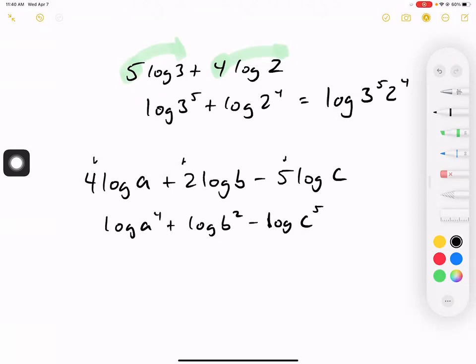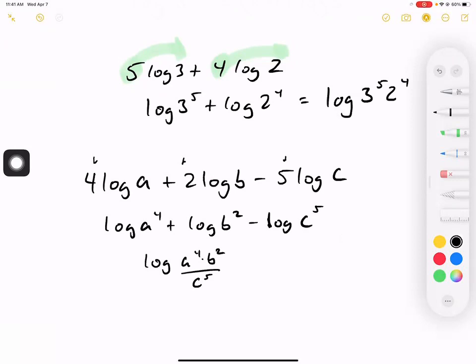Now we can follow our rule. If I'm adding, I'm multiplying, and if I'm subtracting, I'm dividing. Log a to the 4th times b squared over c to the 5th. So we can combine our logs, no matter how messy they are. If it's adding, we're multiplying. If it's subtracting, we're dividing. And kind of anything in between, right? We can move the powers down.